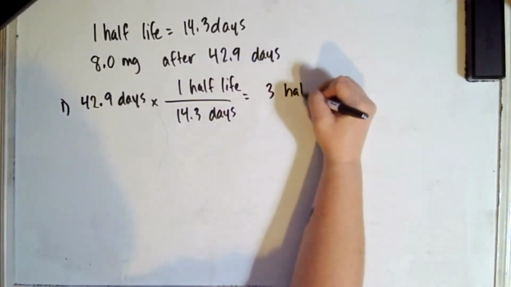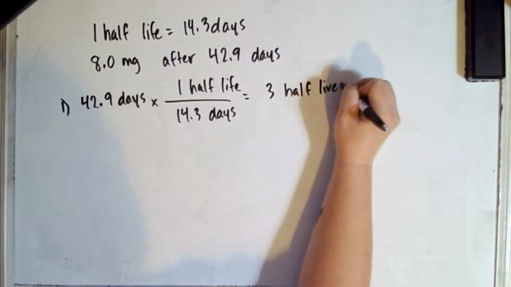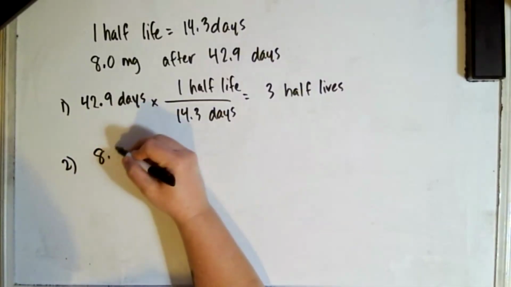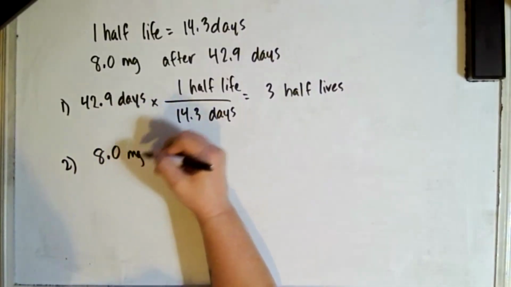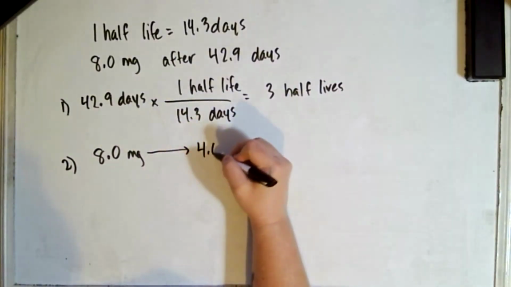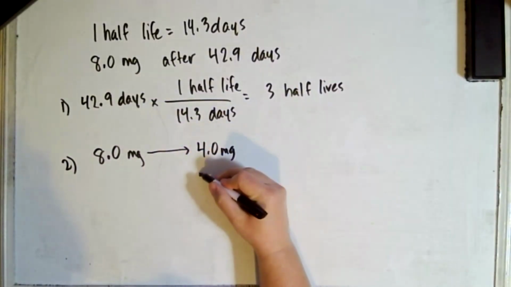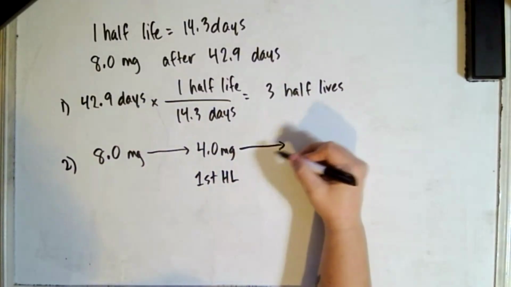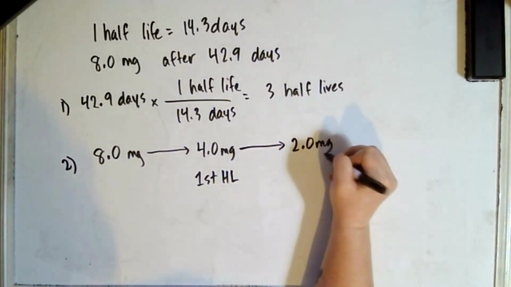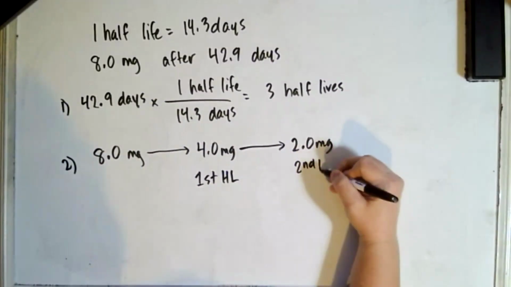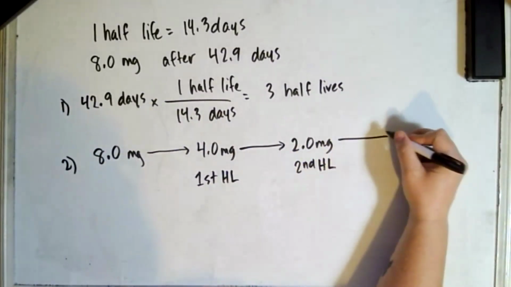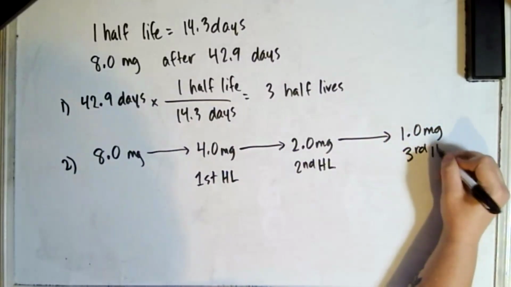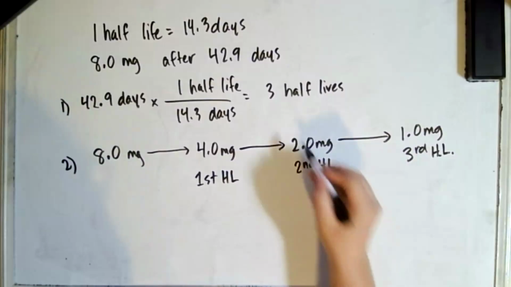Okay, so 3 half-lives are going to go by. Second step, we're going to take our 8 milligrams and we're going to track it down through 3 half-lives. So 8 milligrams down to 4 milligrams, that's going to be half-life 1. 4 milligrams down to 2 milligrams is going to be half-life 2. 2 milligrams down to 1 milligram, that's going to be half-life 3. Okay.